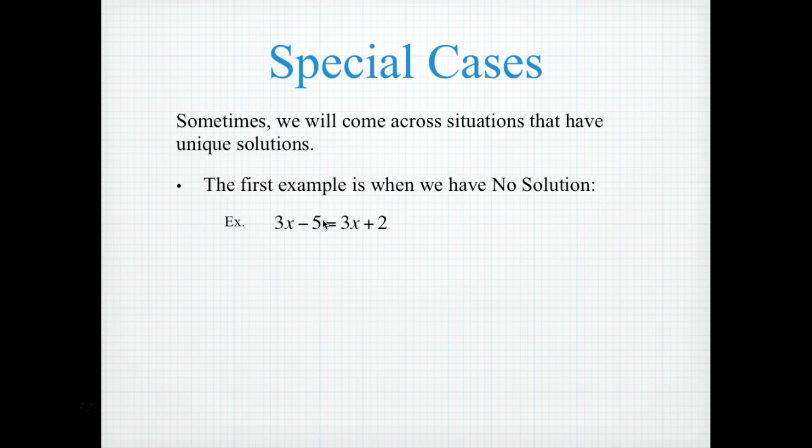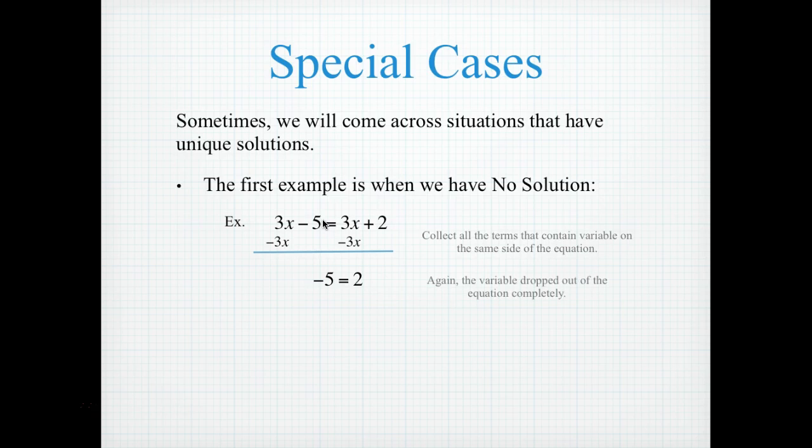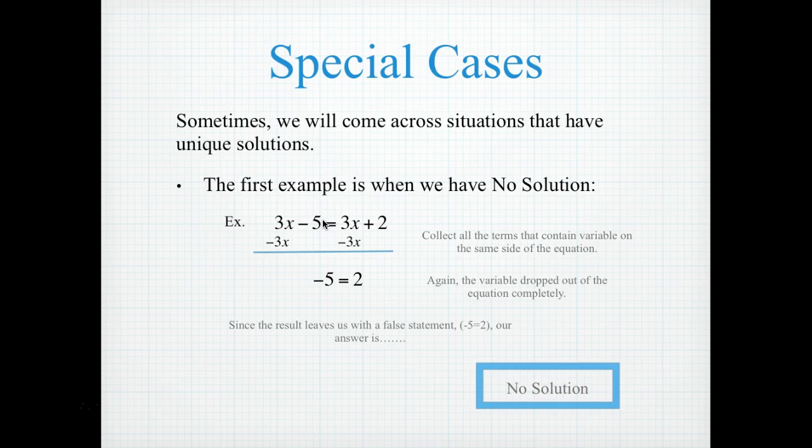3x minus 5 is equal to 3x plus 2. Again, you'll see when collecting the terms on the same side of the equation, the variables will cancel out. What we have left in this case is a false statement. Negative 5 does not equal negative 2. Therefore, our conclusion is we have no solution.